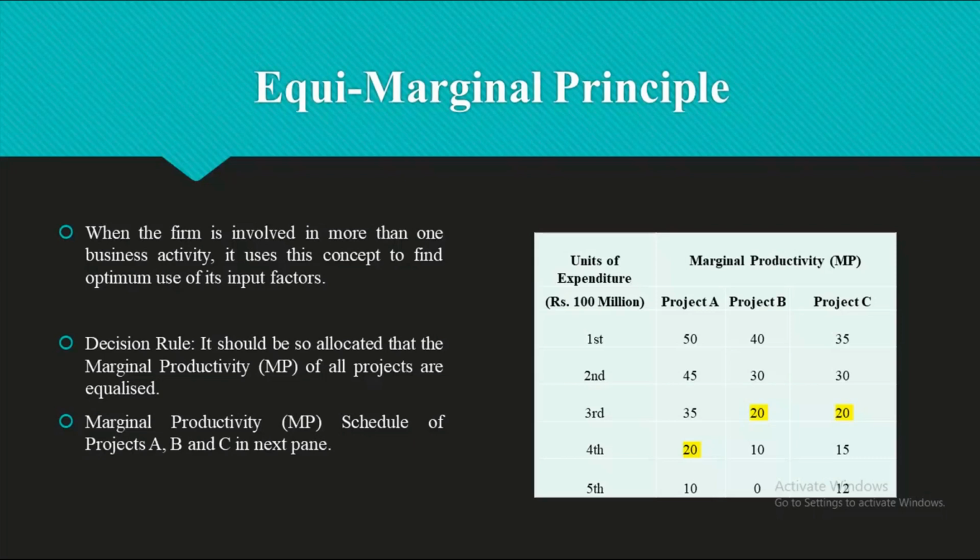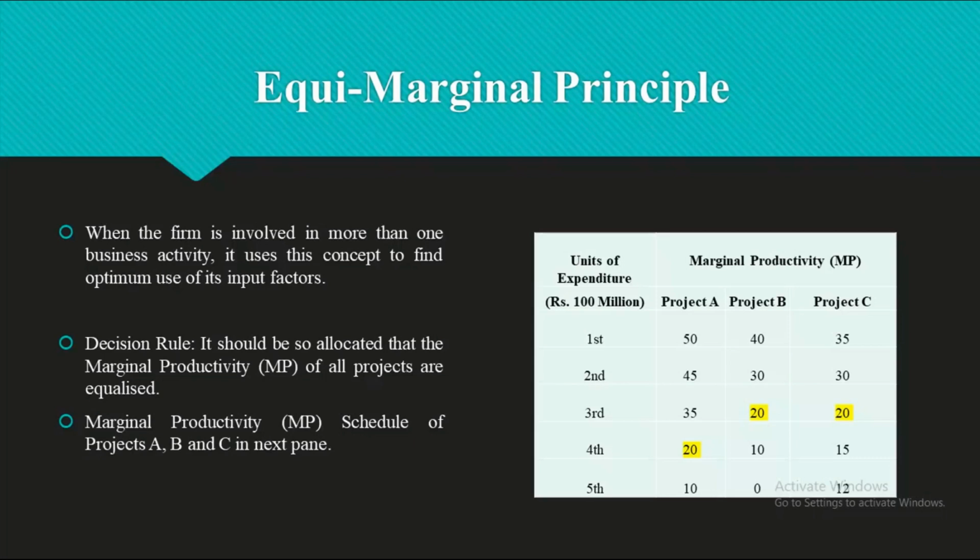In the third batch of the investment, they will switch over to project B, which is giving me 40 marginal productivity, which is higher than project A's third batch, which is only 35. So the first and second batch of investment will go to project A, the third batch will go to project B, and the fourth batch will go to project A and project C, you can see.